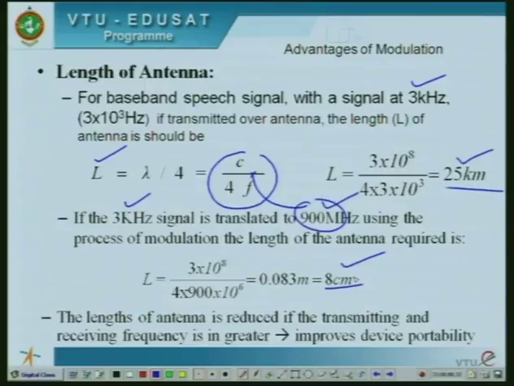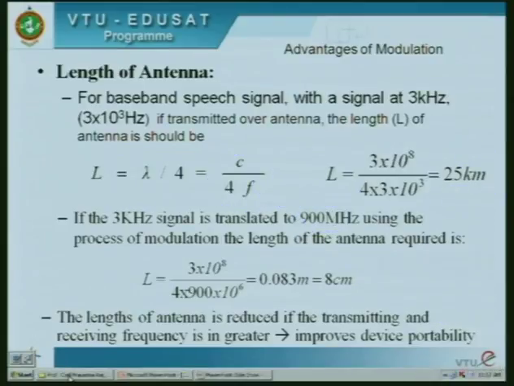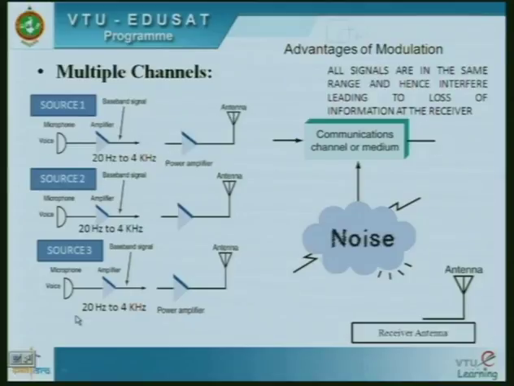So the advantage of modulation is that you are able to reduce the length of the antenna. The length of the antenna is reduced if the transmitting and receiving frequencies are greater. This improves the portability of a device. That is the first advantage of performing modulation. Now the second advantage of performing modulation is multiple channels. We will discuss this aspect in my next session.